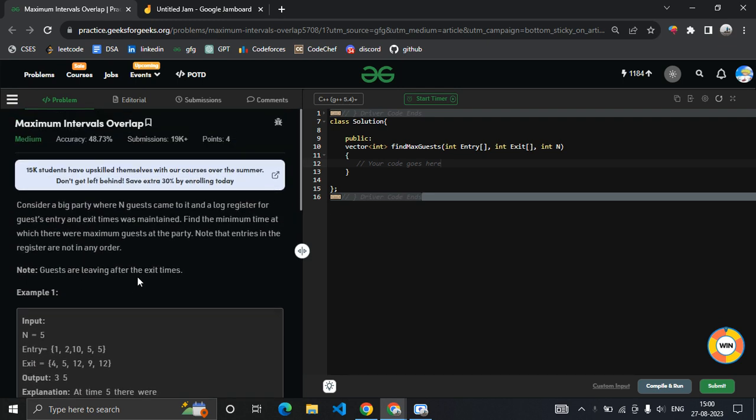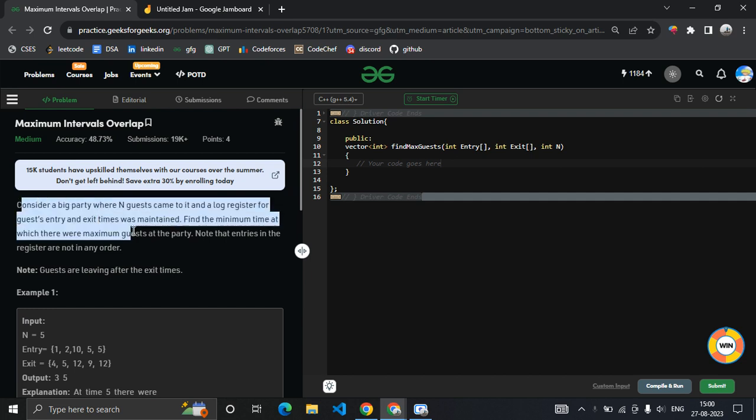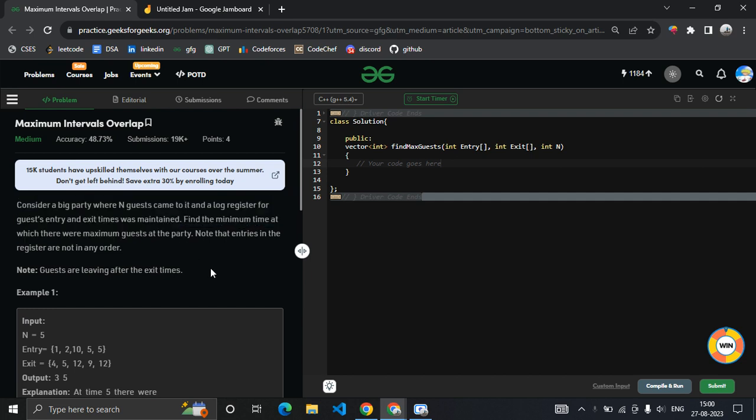Now let me see what this question states. Consider a big party where n guests come in, and a log register for guest entry and exit times was maintained. Find the minimum time at which there were maximum guests at the party. Note that the entries in the register are not in any order. Guests are leaving after the exit time. Let me explain what this question states.